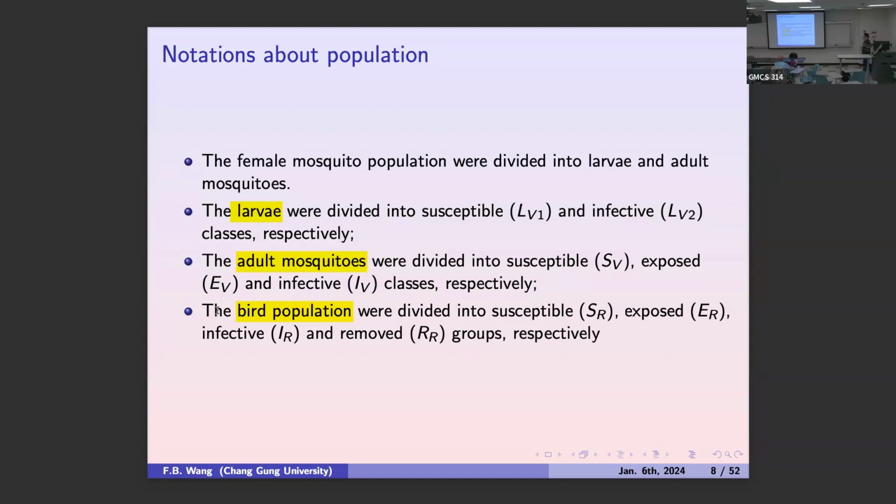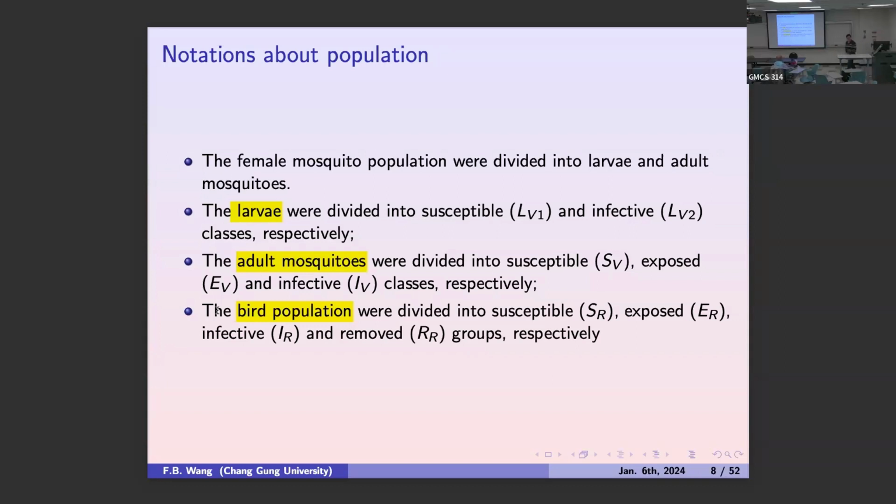For the bird population, it is also divided into susceptible, exposed, and infected, and it can recover. So for the bird class, we also consider the removed group. Sometimes we say the recovered class.